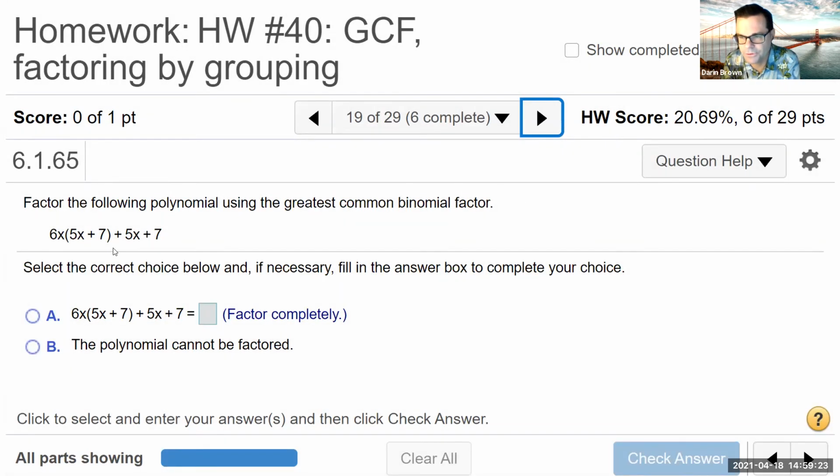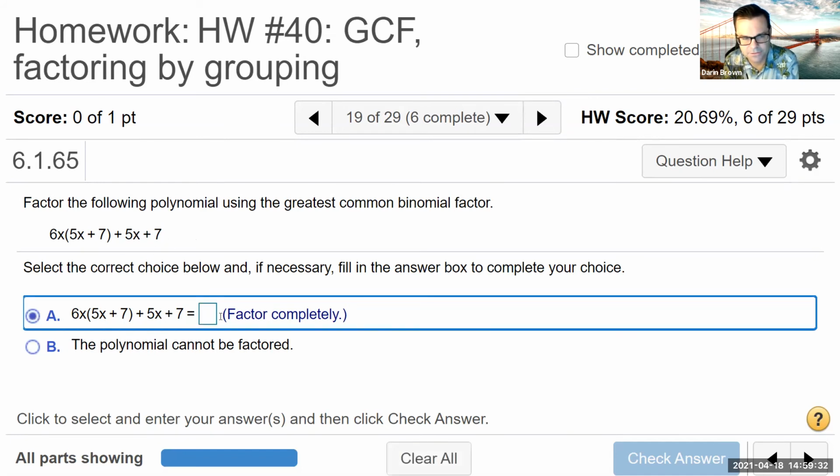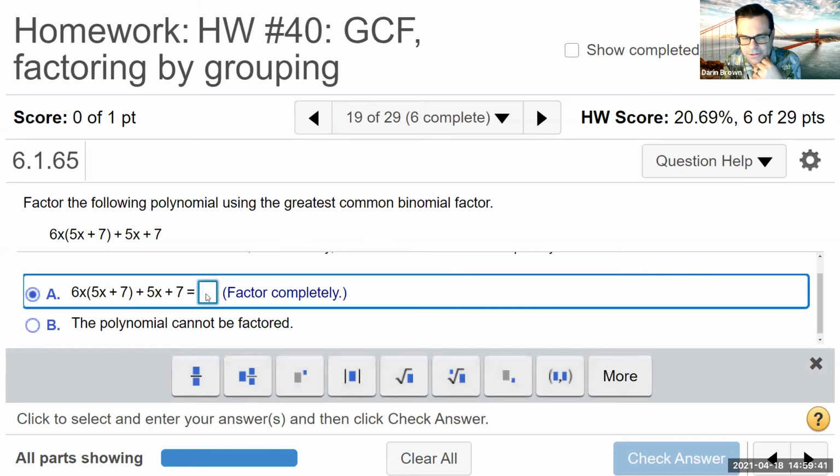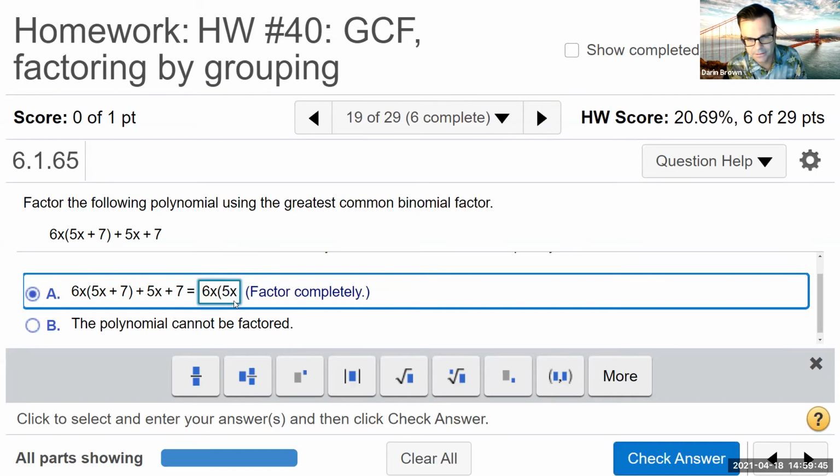Now this one's a little interesting. This looks the same, but it's kind of different. 6x times 5x plus 7, and then plus 5x plus 7. At first, if you look at it as three terms, a big term here, a second term of 5x and a third term of 7, you might think there's not much I can do here because there's not really a common factor. But there is, because it's 6x times 5x plus 7, and then plus, and what we can do is group the 5x plus 7 together.